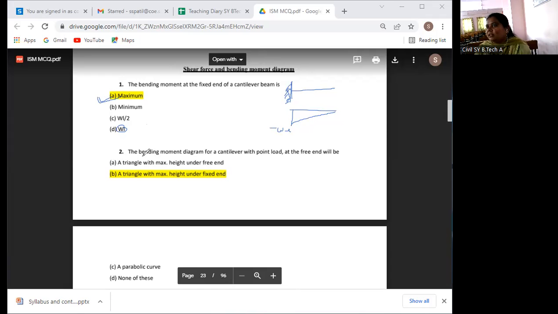After that, second, the bending moment diagram for a cantilever with point load. So this is the cantilever with point load at the free end. Suppose the point load is applied at the free end. This is a cantilever beam and the point load is applied at the free end. So at that time, a triangle with maximum height under the fixed end.